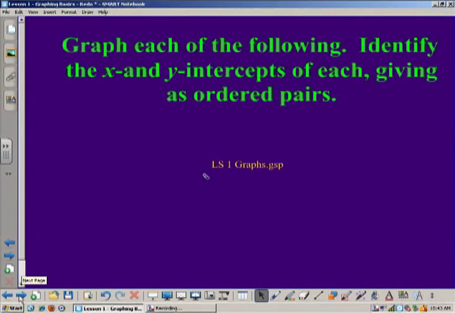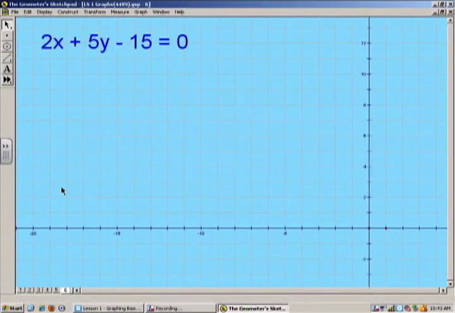Okay, so now what I'd like to do is go and do some really basic graphing. And I know you might be chomping at the bit to get into the more complicated stuff. Don't worry, we will. But I still want you to have some very basic ideas. So we're going to graph each of the following equations and identify x and y intercepts. We'll talk about what those are as we get over to the graphs.